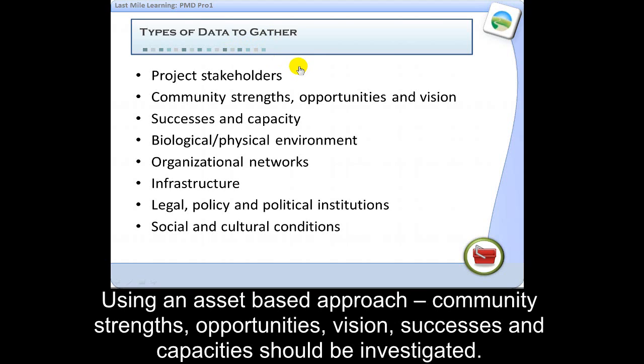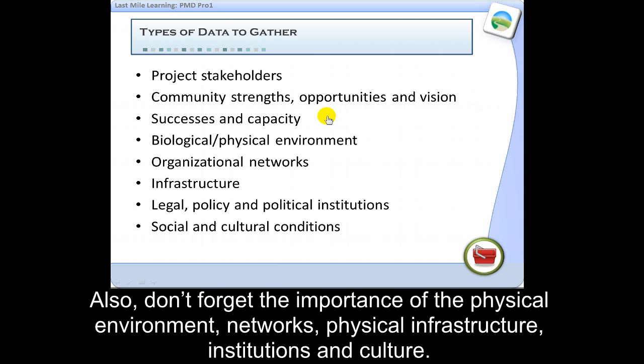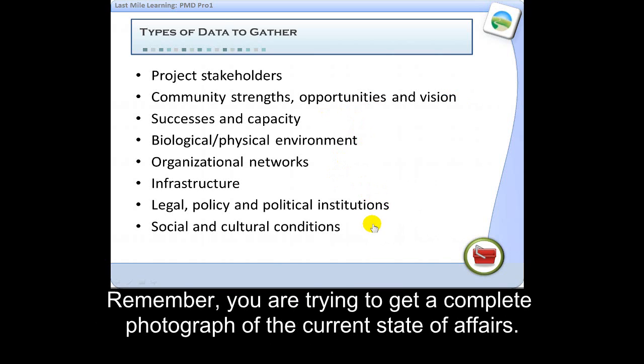Using an asset-based approach, community strengths, opportunities, vision, successes, capacities, all of these should be investigated. Also, don't forget the importance of the physical environment, networks, physical infrastructures, institutions, and culture. Remember, you're trying to get a complete photograph or picture of the current state of affairs.